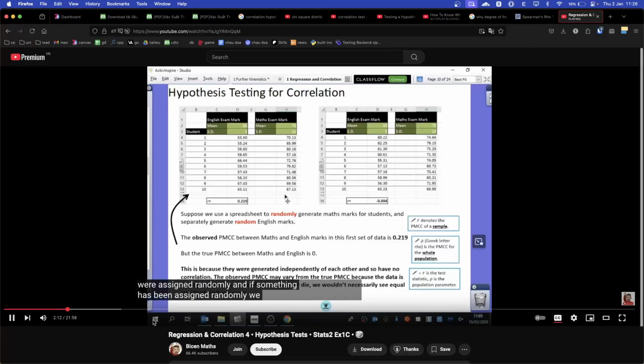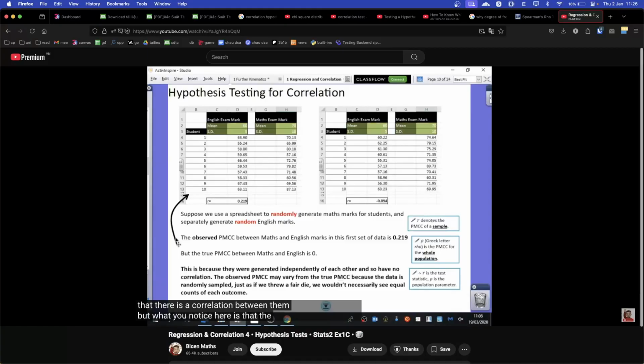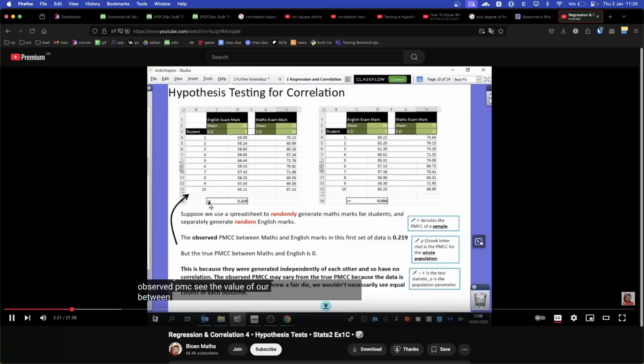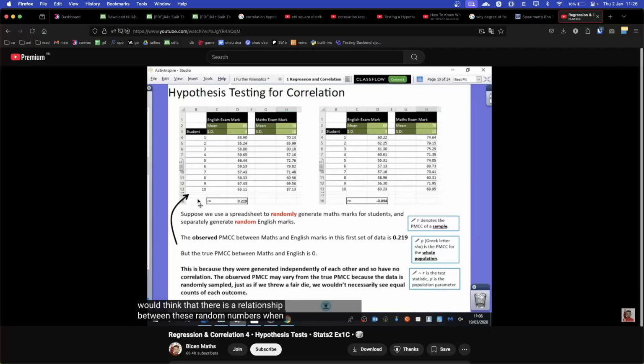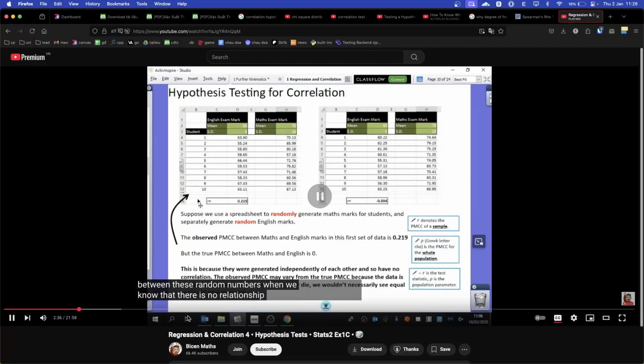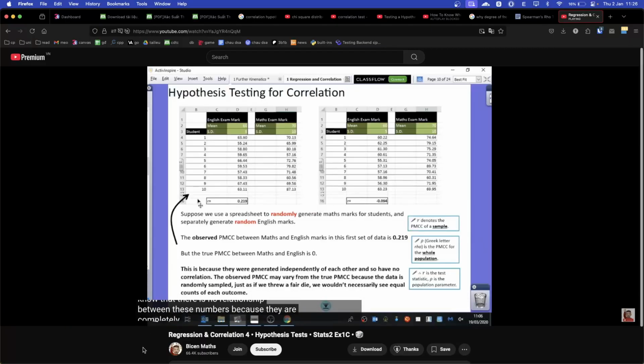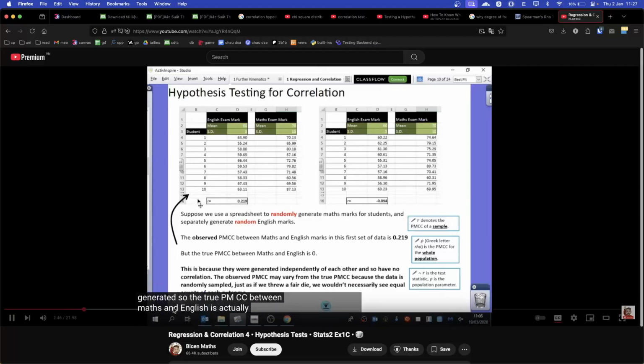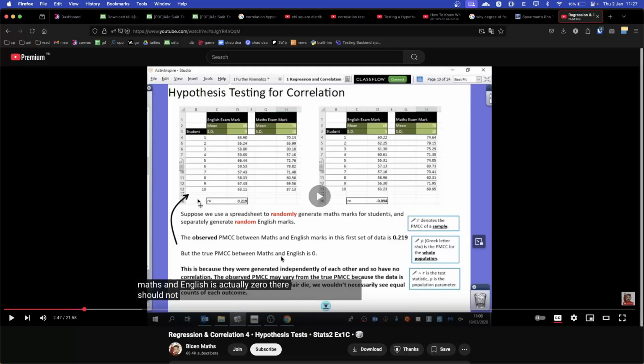If something has been assigned randomly, we shouldn't be thinking that there is a correlation between them. What you notice here is that the observed PMCC, the value of R, between maths and English in this first set of data is 0.219. So you would do this calculation and think there is a relationship between these random numbers, when we know there is no relationship because they are completely randomly, artificially generated. So the true PMCC between maths and English is actually 0. There should not be a statistical relationship between these two things.